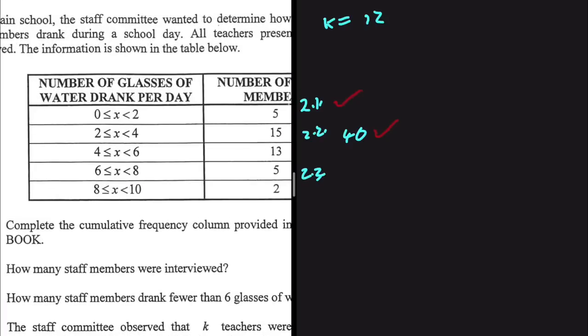So let's take a look at how our data is represented. So in this line, we have fewer than 6, right?